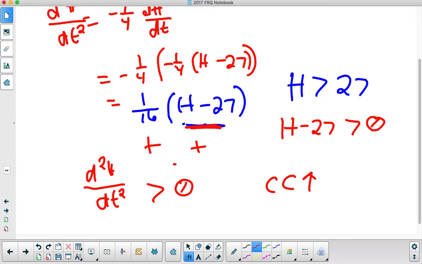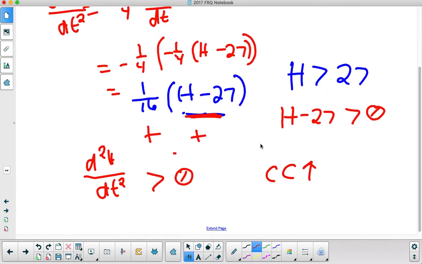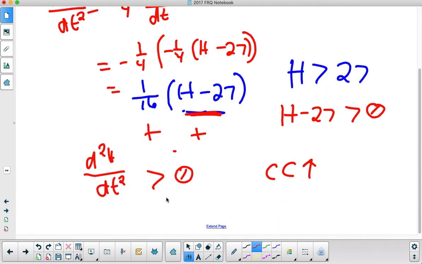Okay, it was concave up, looking at our work from part A. The second derivative was positive, meaning concave up, which means that was an underestimate. Okay, so again, just a minute. All right.